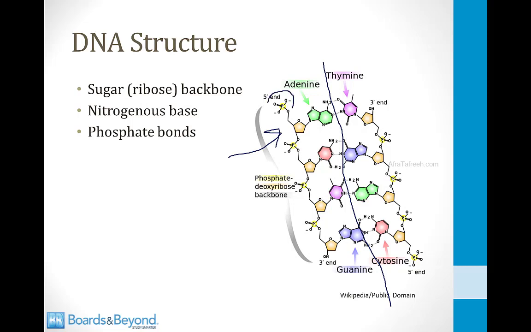First of all, it has a phosphate group. Second of all, it has a ribose sugar, which is right here. And third, it contains a base. And these are called nitrogenous bases because they all contain nitrogen derived from amino acids. And there are four bases found in DNA: adenine and thymine, and guanine and cytosine. And the guanine and cytosine are complementary to each other, and so are the adenine and thymine.